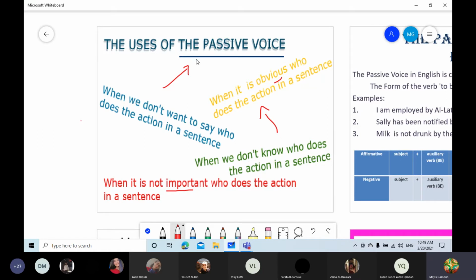excuse me, the uses of the passive voice: when it is obvious who did the action, when we do not know who did the action, when we do not want to say who does the action, and the last one, when the doer of the action is not important for us.